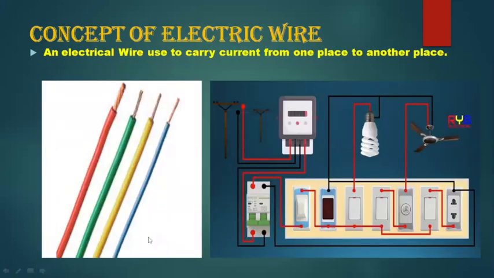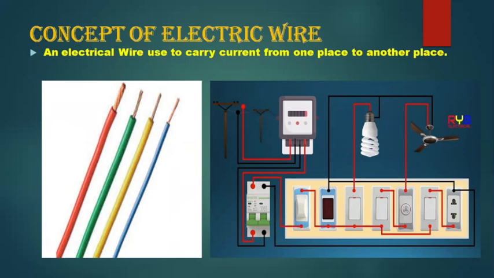Now what is a wire? The current is flowing through something, so that something is known as your wire. I hope every one of you has seen wires in your homes. An electric wire is used to carry current from one place to another place. As you can see in the images also, wires are available in numerous colors like red, green, blue, yellow, orange, or whatever color. Multicolor wires are also available.